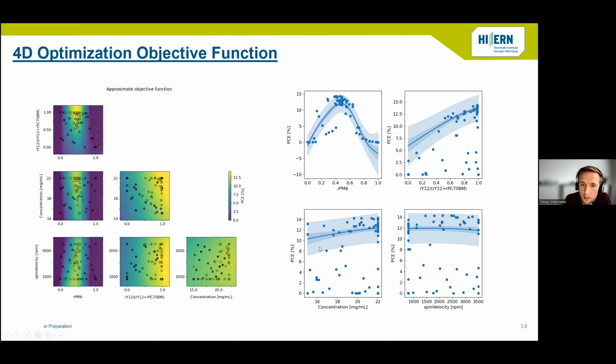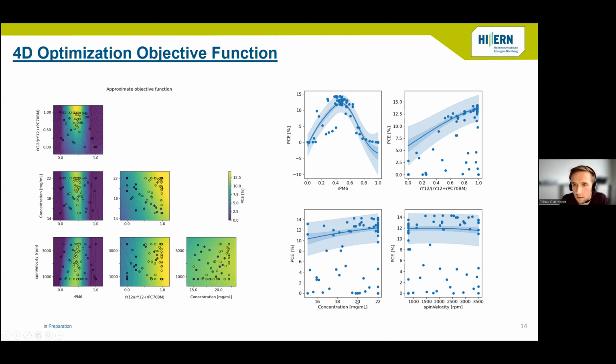For the concentration, we can see that it increases slightly if we increase the concentration, but for the spin velocity, it's basically a flat line. So it didn't really matter which spin speed we used. We always get a good cell if we use the right RPM, if we use the right donor acceptor value.